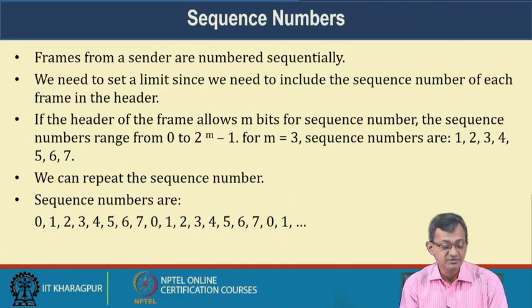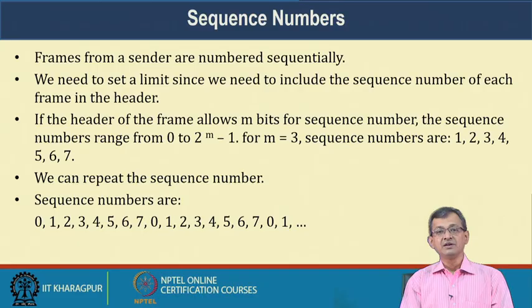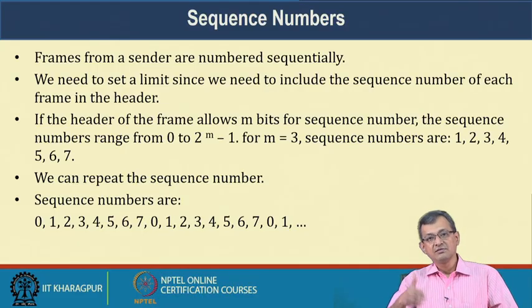We can repeat the sequence numbers, right. So, it is 0, 1, 2, 3, 4, 5, 6, 7, 0, 1, 2, 3, 4, 5, 6, 7 and so on and so forth. So, the sequence number can be repeated on a regular basis.